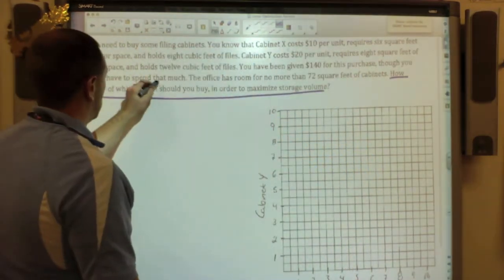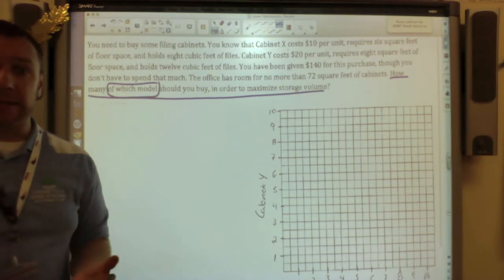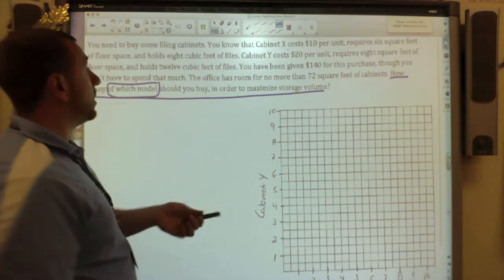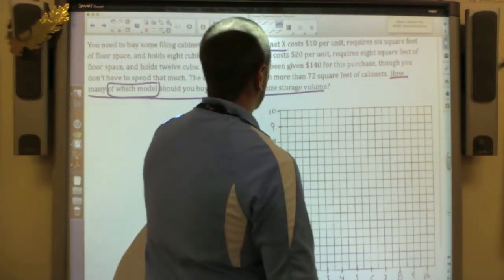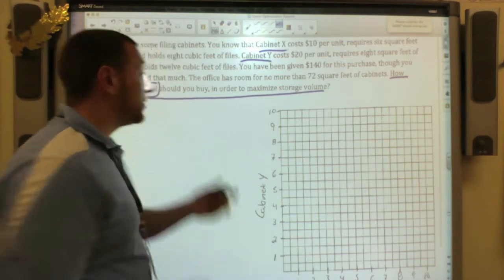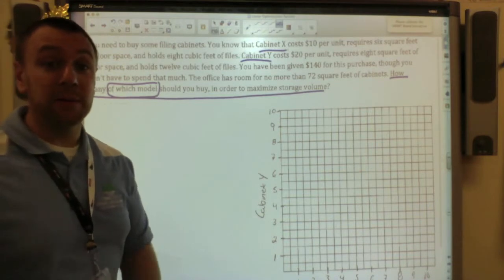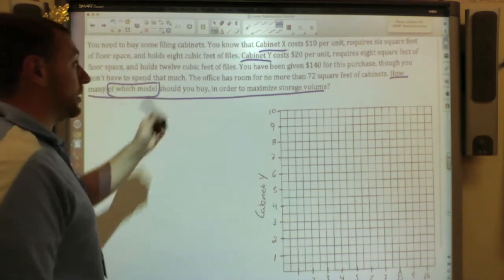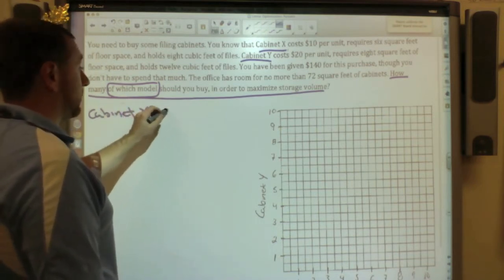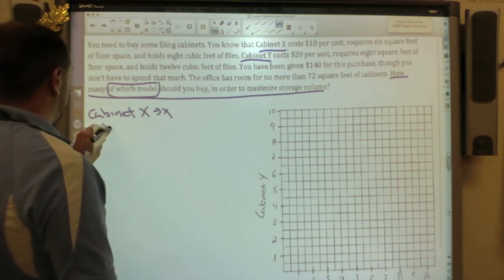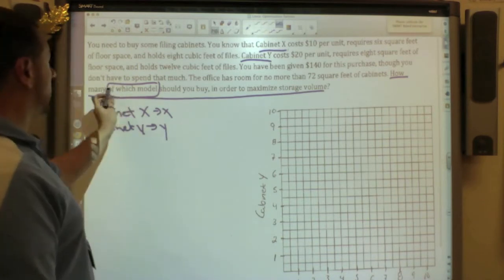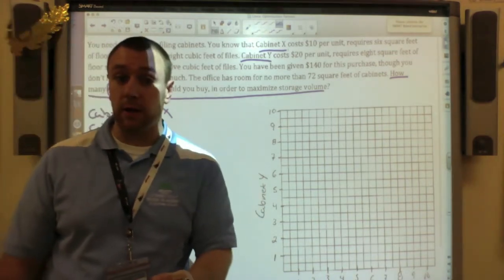Of which model? Okay, model? What the heck are they talking about with models? Well, they're talking about 2 things here. They're talking about cabinet X and cabinet Y. They pretty much already gave you what X and Y are. So, I'm going to define my variables right now. How many of which? Cabinet X, that's going to stand for my X. And cabinet Y, that is my Y. Alright? So those are of which model. Those are the 2 things that they're talking about.